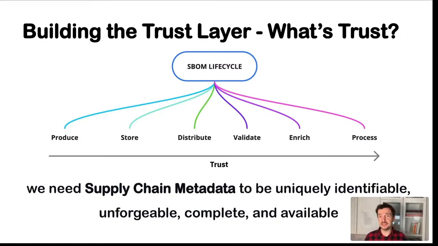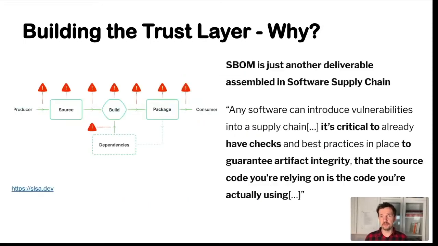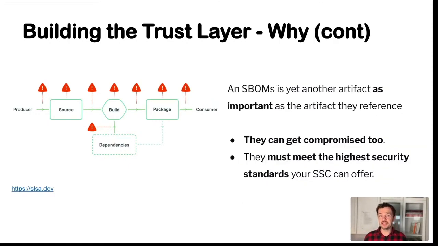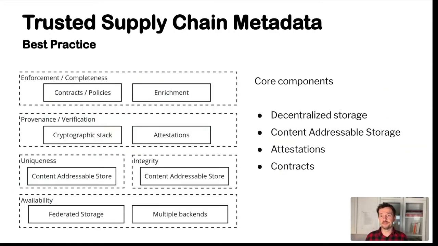We need supply chain metadata to be uniquely identifiable, unforgeable, complete, and available. Mainly because SBOM is yet another artifact, an important one, built and assembled inside the software supply chain, and it can also get compromised. So what if we build a trusted supply chain metadata best practices pattern? Think about end-to-end from generation to distribution with properties like availability, integrity, uniqueness, provenance, and enforcement.